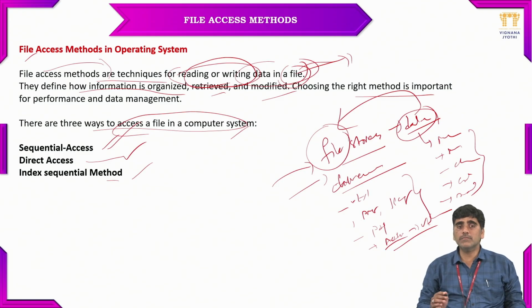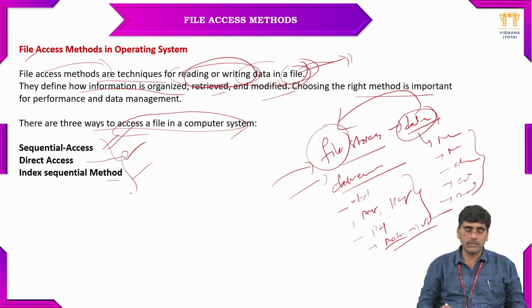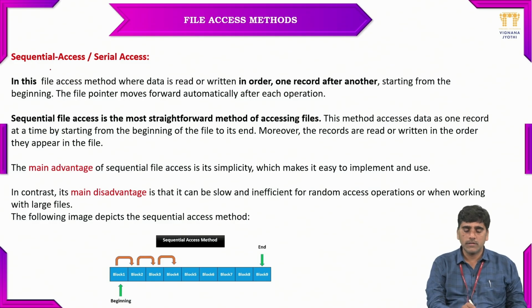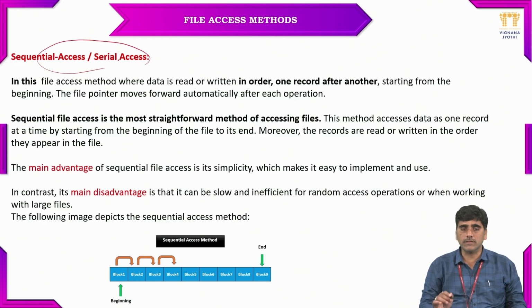But what is the method that we are going to access is not known. So those methods are the sequential access method, direct access method, and indexed sequential access method. Let us discuss each one by one. So the first one is what? Sequential access. It is also called sequential access or serial access.